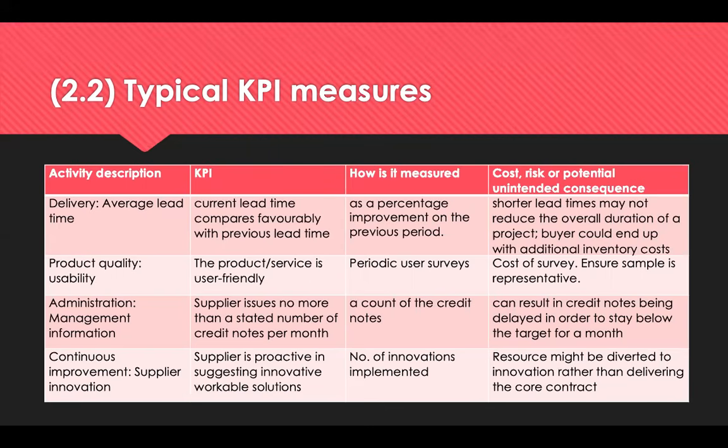But for best practice and continuous improvement, an example of a KPI for supplier innovation could be that the supplier is proactive in suggesting innovation and workable solutions. It measures by the number of innovations that are implemented. But this can result in resources being diverted to seeking innovation rather than delivering the core contract.